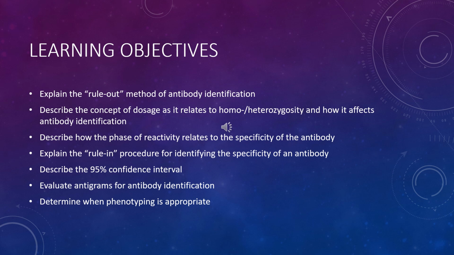Once we've covered all of that, you'll be able to evaluate panels for antibody identification. We're going to go through a couple of practice panels, and hopefully you'll also have a few other practice sheets to go through in the course itself. We're also going to cover when phenotyping is appropriate, and then we'll touch briefly, though it's not displayed here, on when you may or may not want to use enzymes or chemical treatments in your antibody workup.